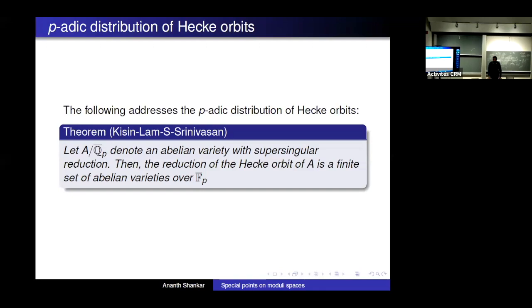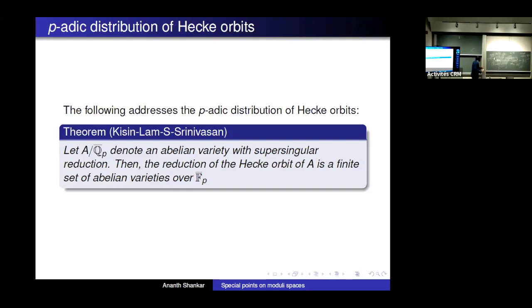Thank you very much for the beautiful talk. So, questions? I was trying to understand what you said at the very end. So when you take the Hecke orbit of A, that's under all Hecke operators? All Hecke operators, yes, including at p. Exactly. But didn't you say that mod p you would get something which is positive dimensional? So how can it be a finite set of abelian varieties? I don't understand how the two things reconcile.